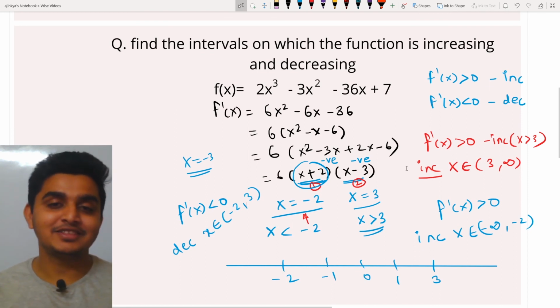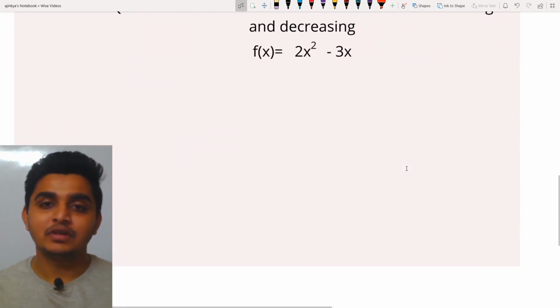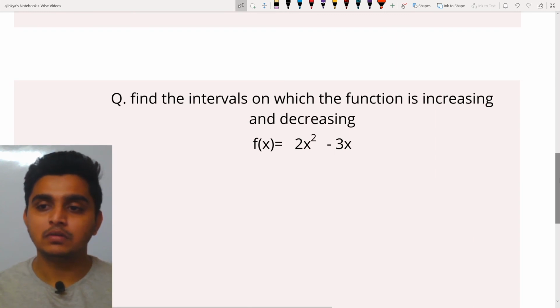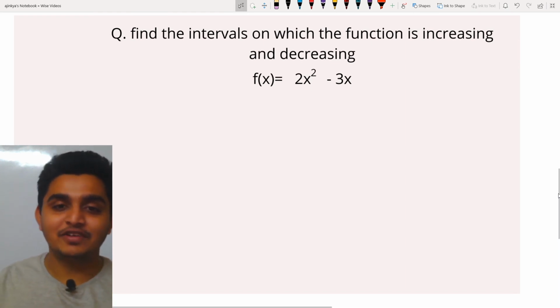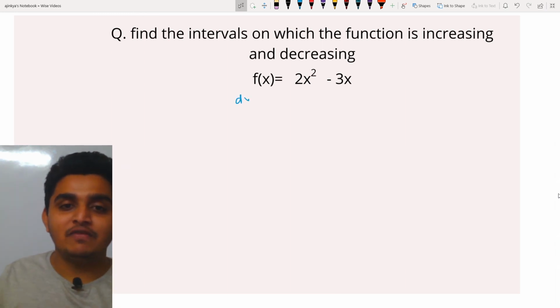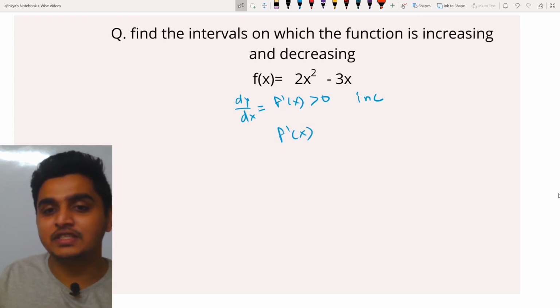Now we'll take another simple example which is not as hard as this, and we'll try to get the answers very easily. So this is another question which is very easy, and we'll try to do it within 10 seconds, okay? So dy upon dx, or rather f dash of x, if it is greater than 0, it is going to be an increasing function. If f dash of x is less than 0, it is going to be a decreasing function.